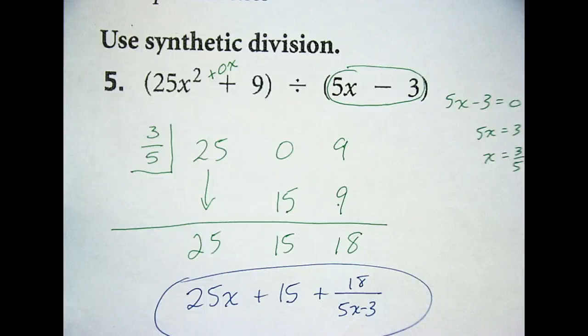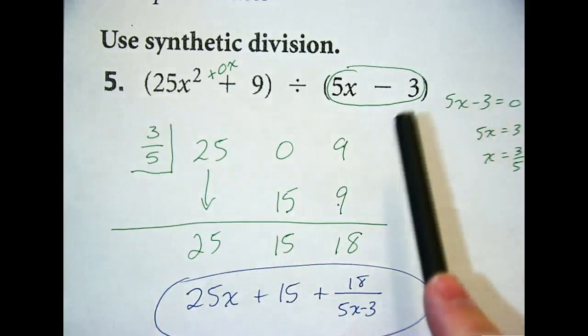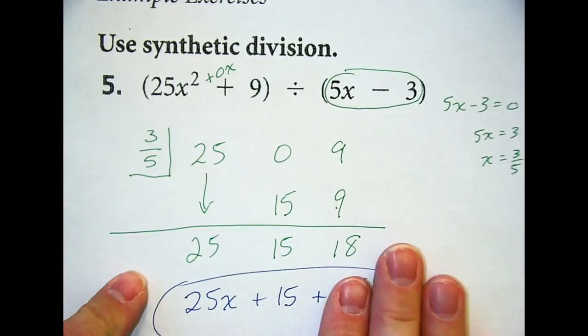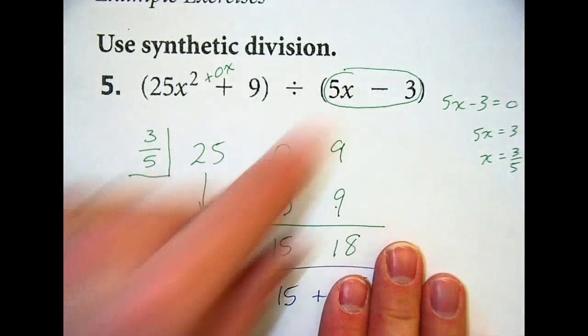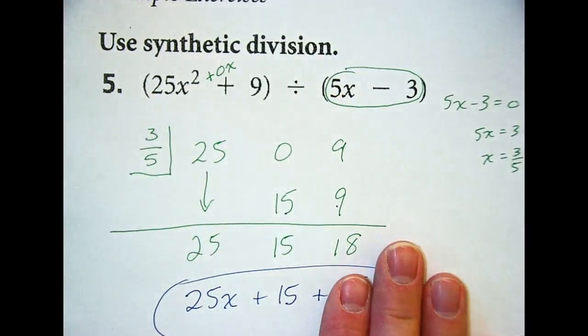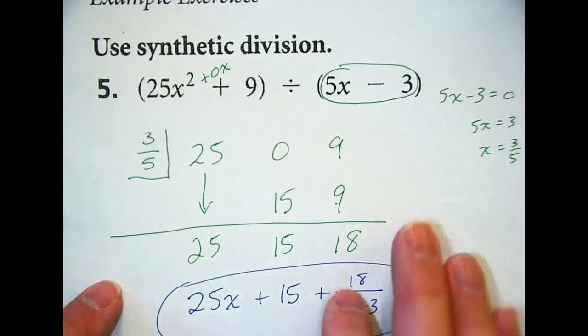Anyone see any problems with that? Parker? Well, like, if you plug it back in, what's 5x times 25x? Wouldn't that not be 25x squared? Yeah, that's a problem. Everyone see that? Everyone understand what Parker just said there? Can I state it a different way? If I multiply, even just ignoring the remainder for a minute, if I multiply 25 by 5x, do I get 25x squared? No, I don't. That's a problem, man. So something's wrong with this.